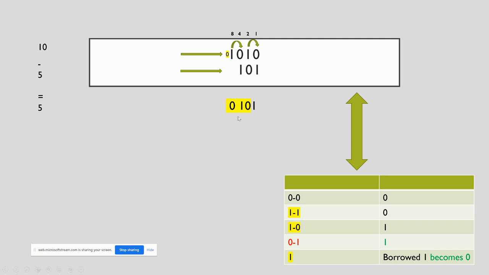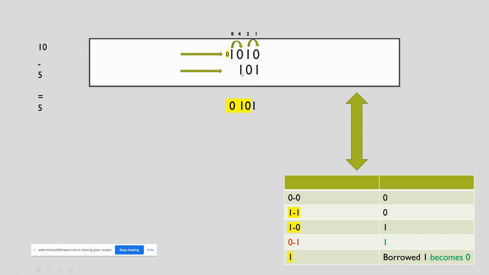Now let's have a look. The rule here applies. 0 minus 1 is 1, and the 1 we borrow from the next higher digit. So we take 1 from here, and we put it here. So that becomes 0. So 0 minus 0 is 0.